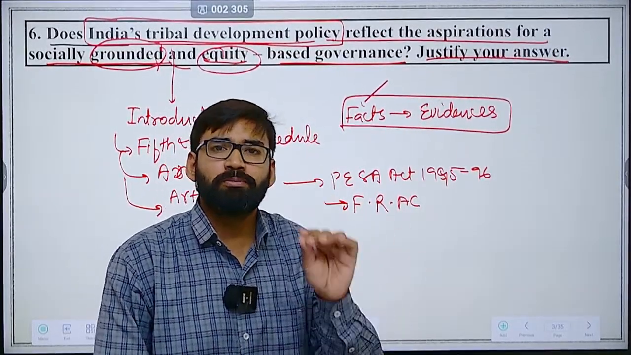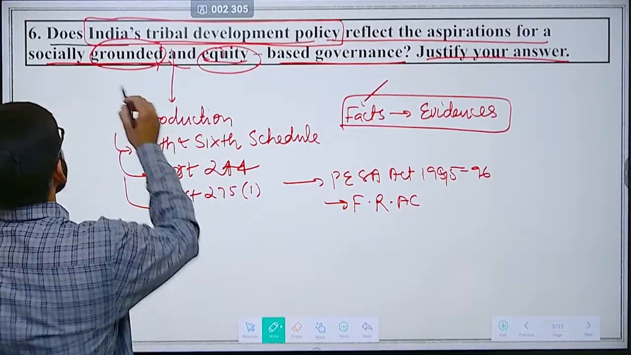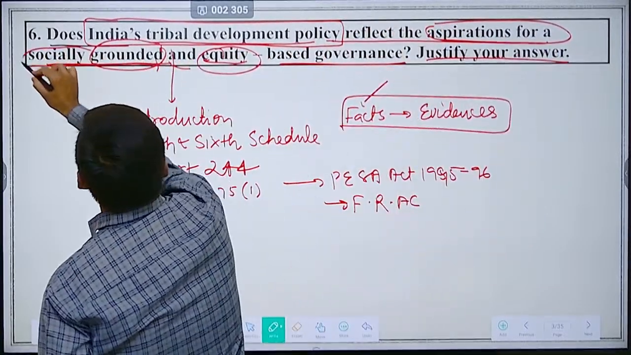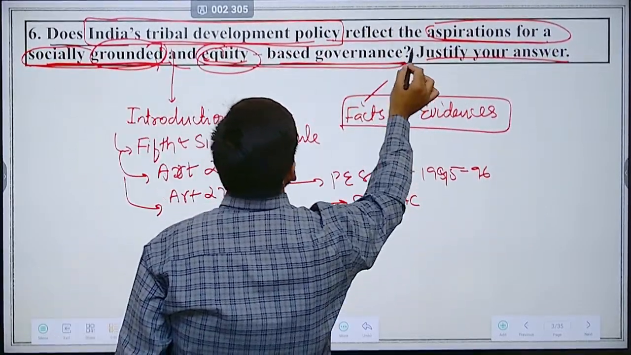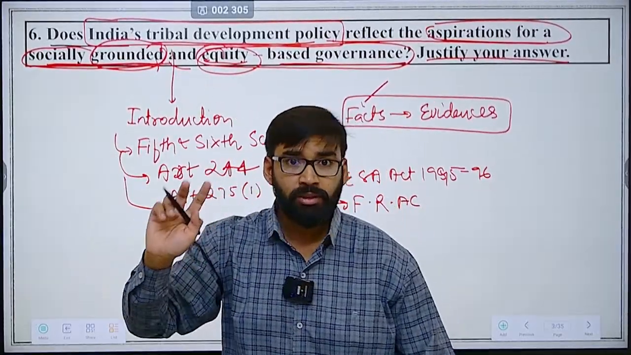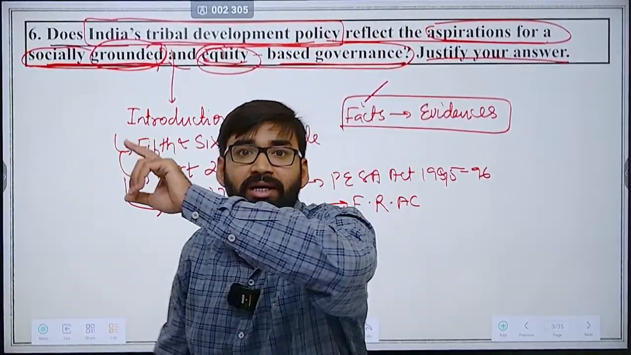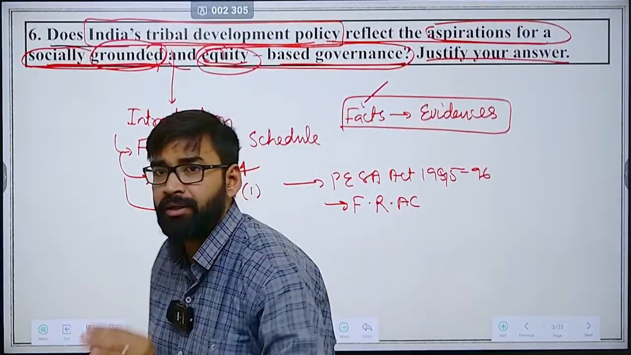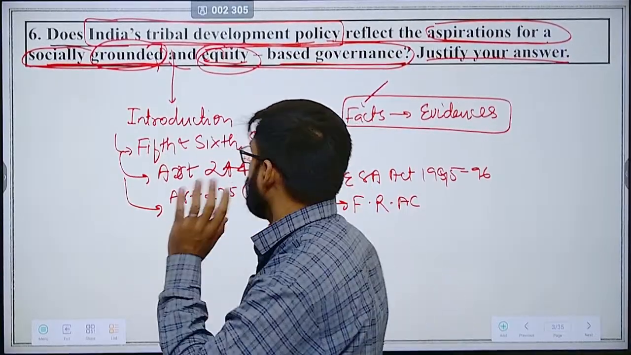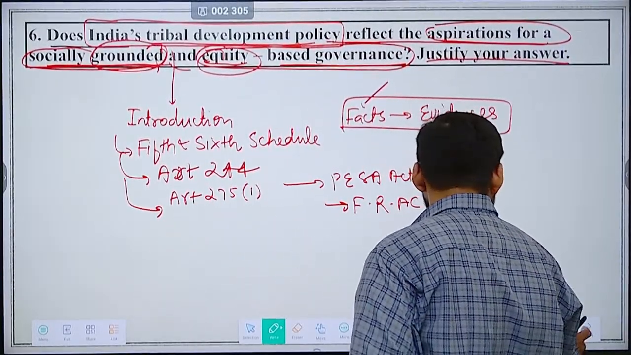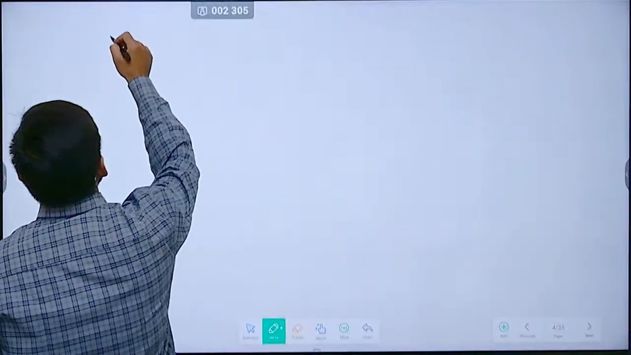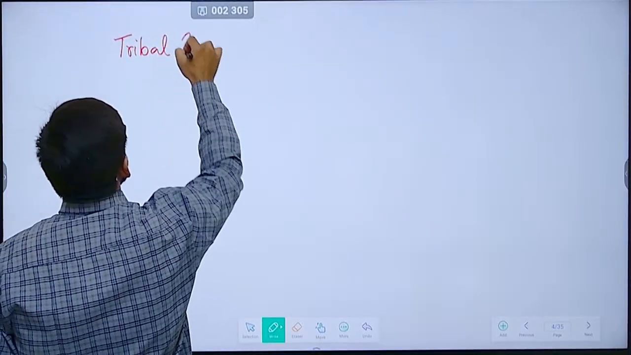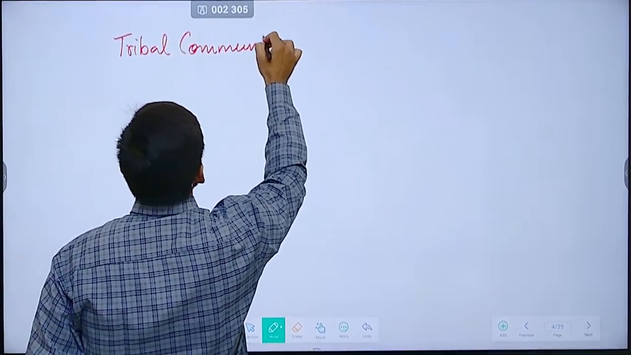Now the most important keyword in this question is social. It reflects aspirations for socially grounded and equity based governance. Two things: first, socially grounded, and then equity based features with respect to tribal development policy that UPSC has asked. Now what are the things that you can mention? You can mention the tribal community rights in the body of the answer.